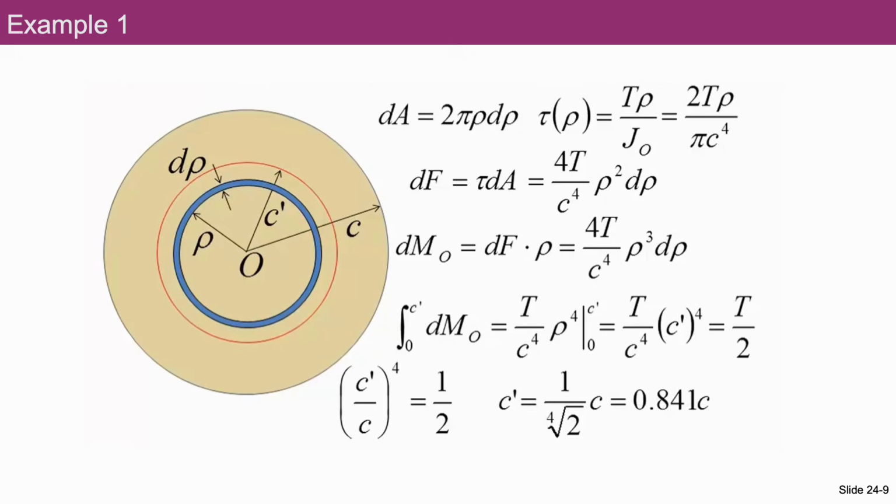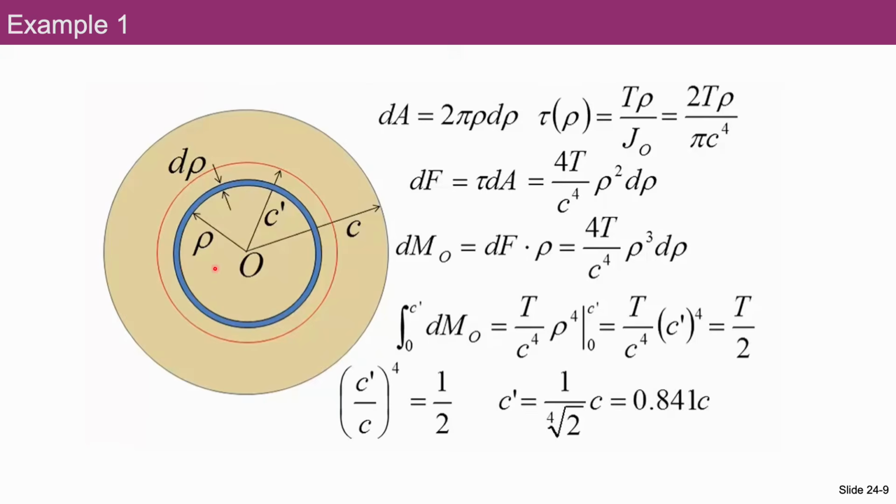Please note that our differential area is this ring now. And the area of this differential ring is equal to 2 pi rho, its circumference, multiplied by its thickness, d rho. And we also know that, so this is our torsion formula, tau rho is equal to T rho over J. Tau rho is the shear stress at an arbitrary position rho. Please note that the shear stress is constant along this ring, along the circumference of this ring. Why? Because tau rho is a function of rho.